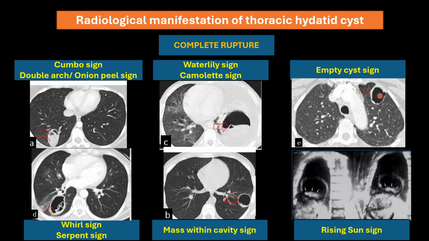The last one is going to be the empty cyst sign, in which there's going to be completely a simple cavity, in which case it becomes very difficult for us to raise the possibility of hydatid cyst. So these are the 6 findings of complete rupture.